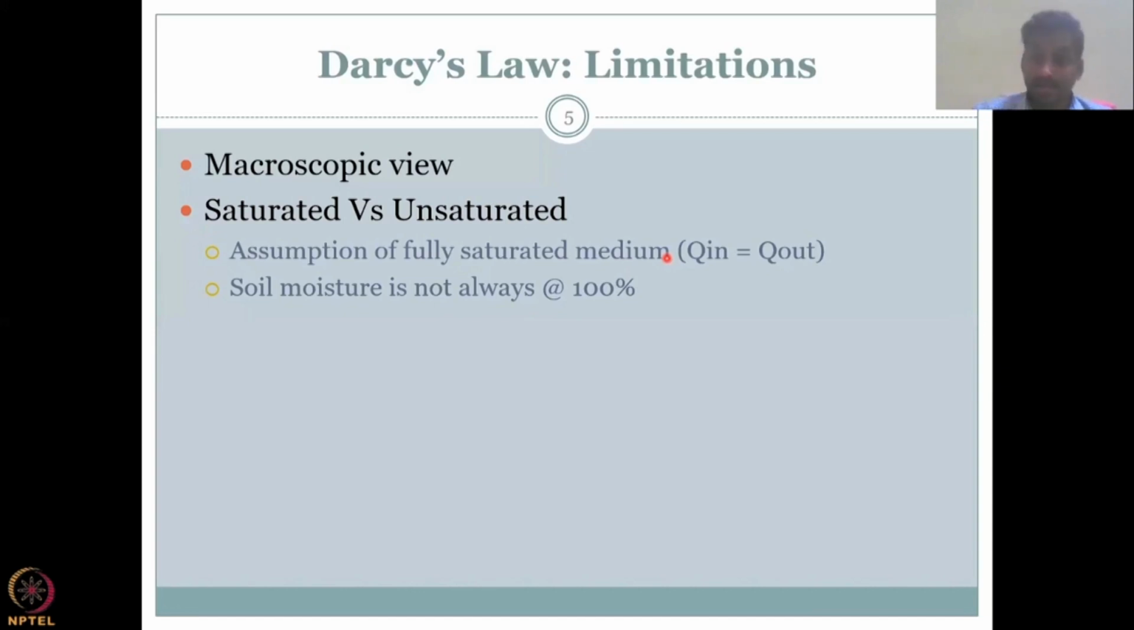But the reality is that it is not always fully saturated. So as I have mentioned here, soil moisture is not always 100%. And it is not always steady state. Steady state can be in a system where the disturbances are low. Once you disturb the system, the groundwater will fluctuate and then come to a new steady state.